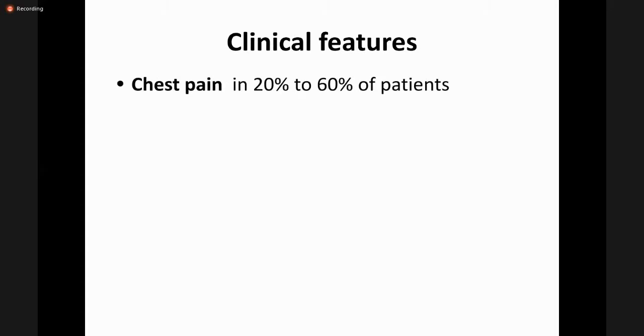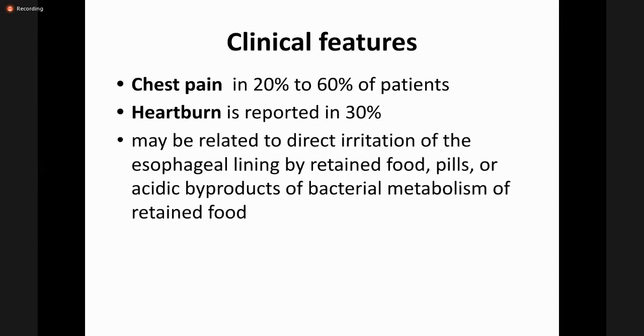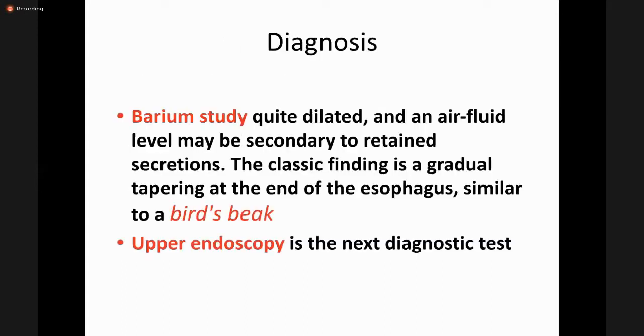Some people may feel chest pain and heartburn, in 30%. These two symptoms are because of direct irritation of the esophageal lining by retained food, pills, or acidic byproducts of the bacterial metabolism of the retained food. Because most of the time the food stays retained in the esophagus, it may produce irritation, which may lead to chest pain and heartburn. These are the common symptoms of achalasia.